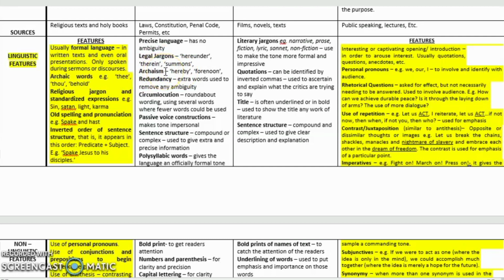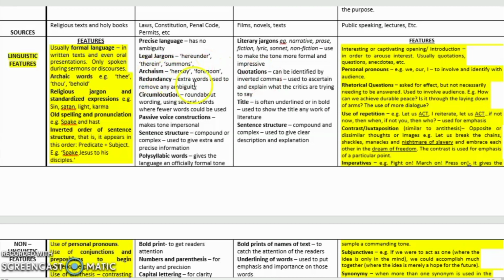All right, if you said it is also in language of religion, you're correct. Archaic words are also present in language of religion, or they are known as obsolete language, or words that are no longer in use. So you don't usually use this when you're talking to your friends, or when you are listening to the radio. These are words that are usually said in formal settings. So hereby, forenoon, these are what you call archaism or archaic words.